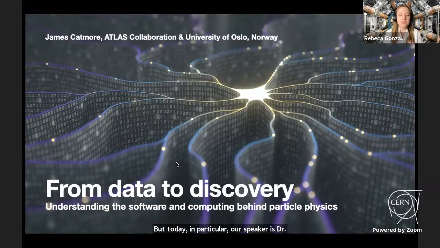But today in particular, our speaker is Dr. James Catmore. Dr. Catmore is an experimental particle physicist working in ATLAS, and between 2019 and 2020, he was computing coordinator for the ATLAS collaboration. He did his PhD at Lancaster University in the UK, where he also worked as a postdoctoral researcher afterwards. Then he joined CERN with a fellowship and studied for a couple of years, and now is a researcher at Oslo University in Norway. He has been a member of ATLAS throughout his career. Today he's going to tell us about something quite important in which he is an expert, the software and computing behind particle physics, something that is really relevant for what we are doing in ATLAS.